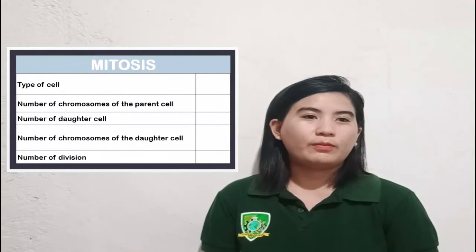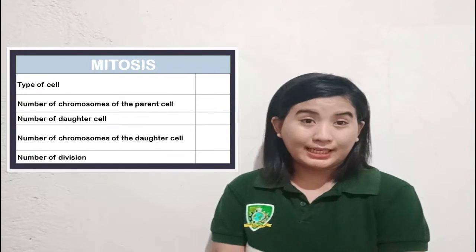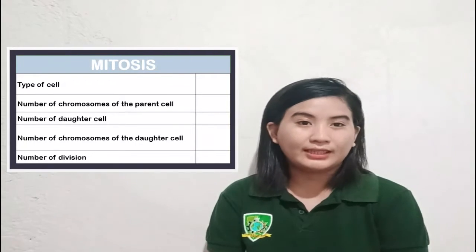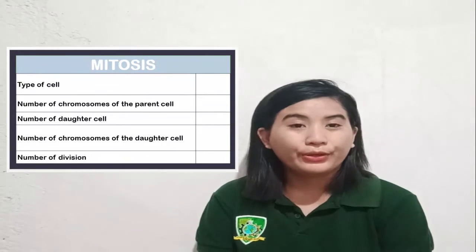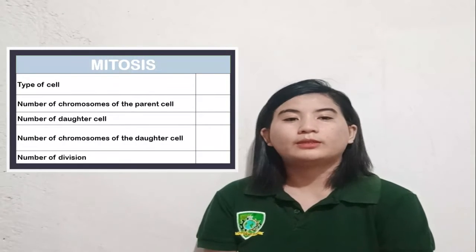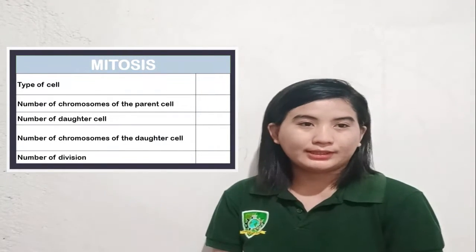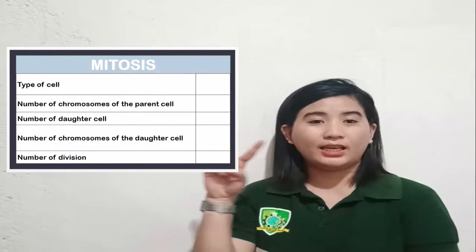Then also, the number of chromosomes of the parent cell in mitosis is 46 chromosomes. The number of daughter cells is 2. And the number of chromosomes of the daughter cell is 46. The number of divisions that mitosis undergoes is 2.